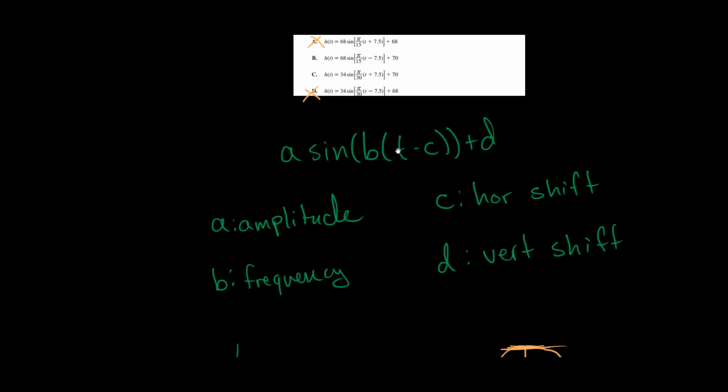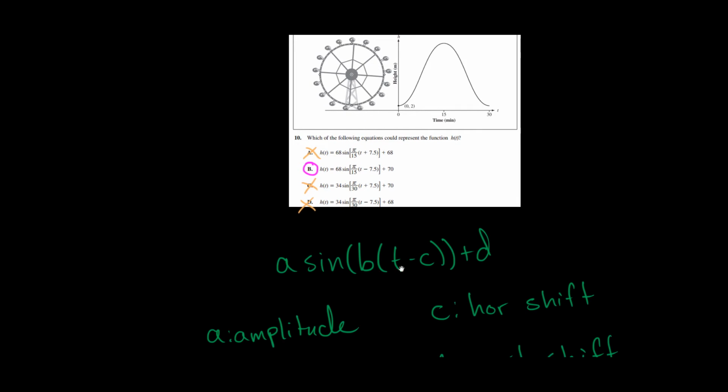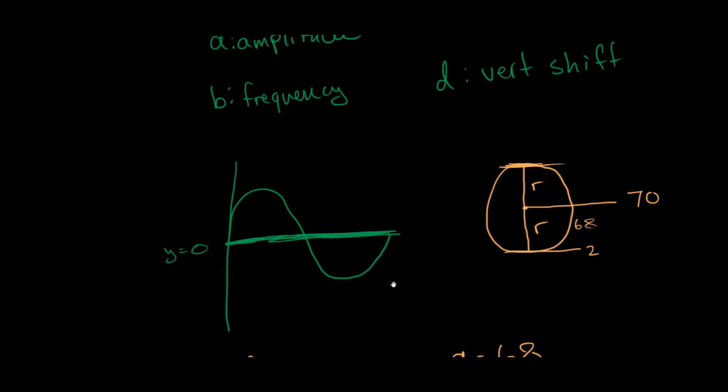Let's see where that puts us. Here the a value is 34, so that's out. So automatically already, we can say that B is our correct answer. But let's work through it and find our b and c values as well.